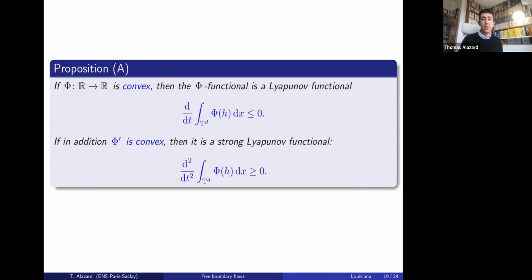Other Lyapunov functionals are given by the so-called Phi functional. Consider a function capital Phi from R to R, which is convex. By definition, the Phi functional is just the integral of Phi of h. Then you can verify that the Phi functional is always a Lyapunov function. In addition, if the derivative Phi prime is convex, then it's a strong Lyapunov function. Its second order derivative is non-negative.